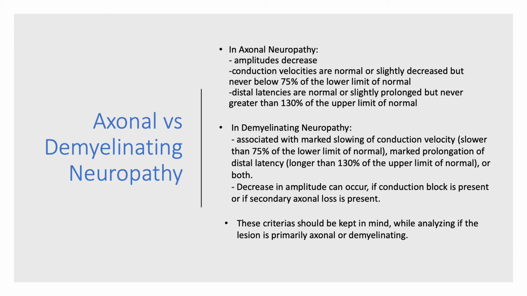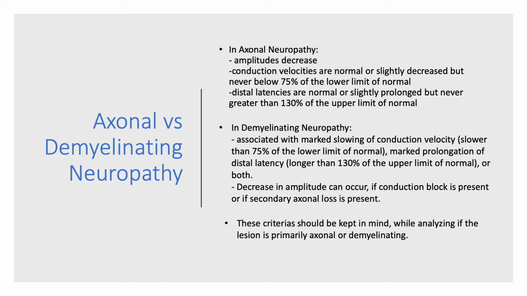So when we see demyelinating neuropathy, it is associated with marked slowing of conduction velocity, which is slower than 75% of the lower limit of normal, which is also called the demyelinating range of conduction velocity. And distal latency would be very prolonged. It would be longer than 130% of the upper limit of normal, again in the demyelinating range.